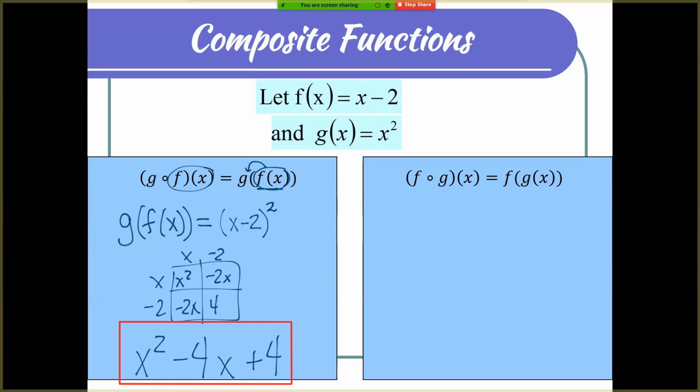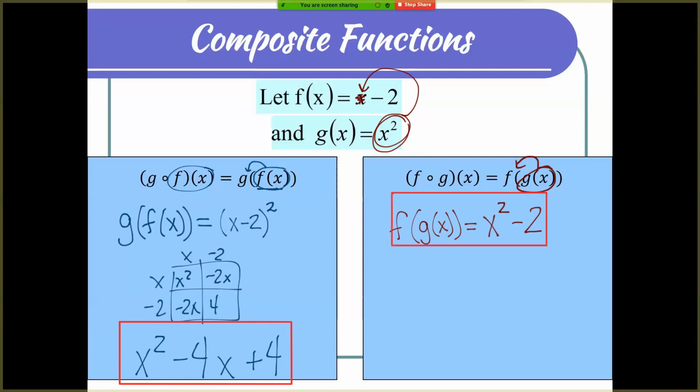And then on the right side, we're asked to do the opposite. We're asked to take f of g of x. So now g of x is on the inside, so we're plugging that into f. So we're taking this right here, and we're taking this x out and replacing it with that x squared. So f of g of x is going to equal, I'm taking the x out, replacing it with x squared, minus 2 comes down. I can't simplify anything on this, so this is my final answer.